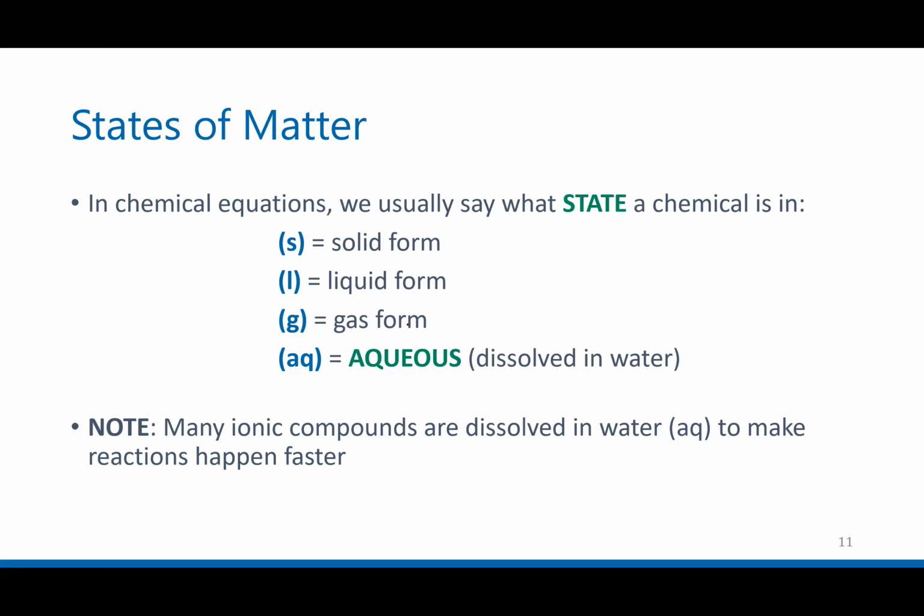Aqueous is a new concept we learned about in chapter 4. Aqueous is the most common in CH1120. I'm not saying it's the most common in nature, not by any stretch. I just mean that in a first year chemistry course, we're typically looking at aqueous solutions. The reason is that ionic compounds are often found in the lab as solutions. They're dissolved in water to help make a reaction happen faster.